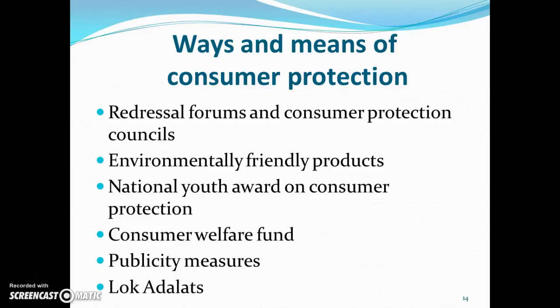Ways and means of consumer protection: Redressal Forum, Consumer Protection Council, Environment Friendly Products, National Youth Award on Consumer Protection, Consumer Welfare Fund, Publicity Measures, Lok Adalats. So these are the ways and means of consumer protection. If you see the Redressal Forum and Consumer Protection Council, there are forums set up in every district which look after the matter of consumer protection. Above that, there is a state commission, one for every state, and the last one is the national commission.